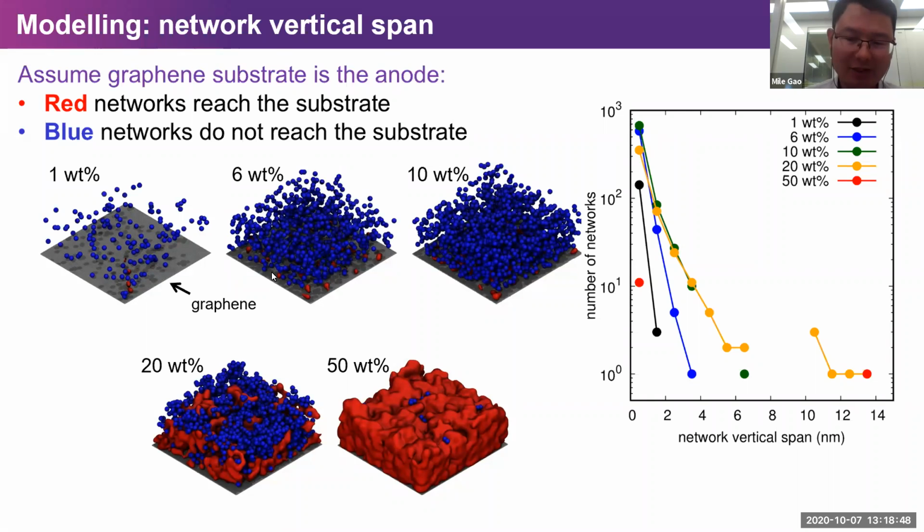And this can explain the measurements of mobility, why 50% has a close value to the neat RP, because all the holes are moving primarily through the RP phase, with the TCTA playing a minor role.